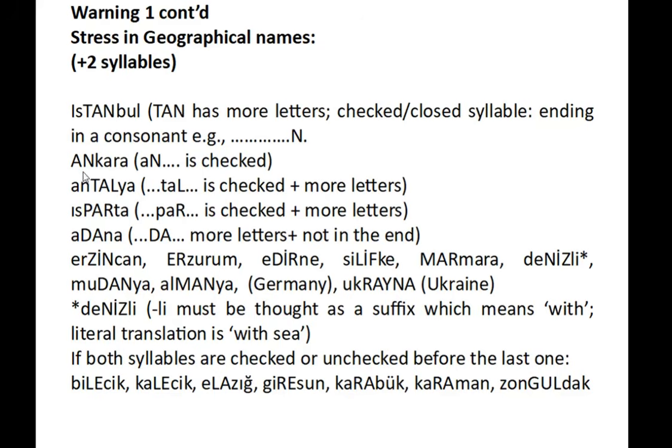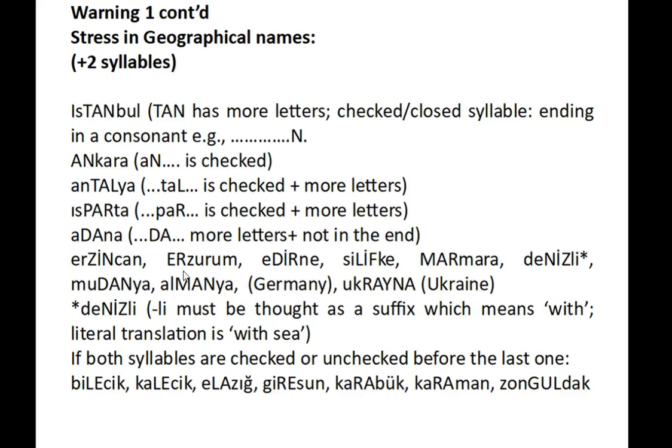Ankara. An is checked. That's why we choose an instead of ka. Antalya. It has three letters, more letters, and it's checked. The last letter is L. Isparta. Adana. So here we see A and Da, but Da has more letters. Also, if we have two syllables ending in vowels, we prefer the second one, or the longer one. Adana.